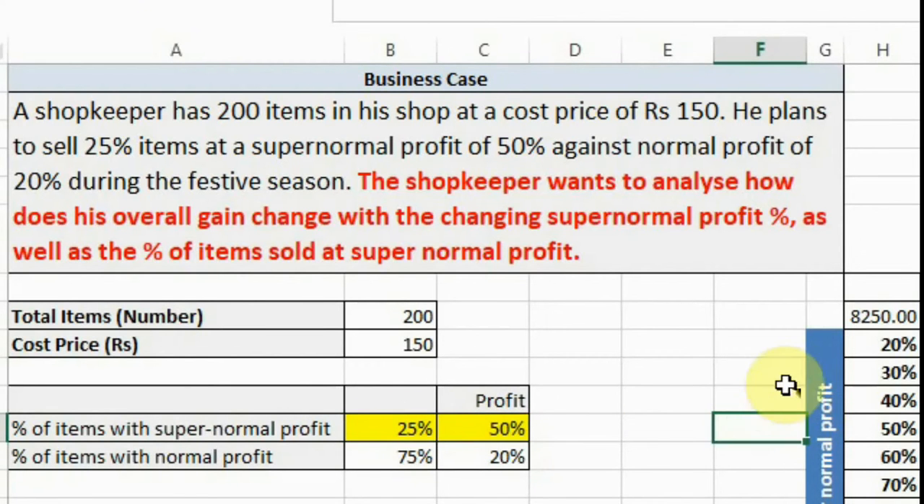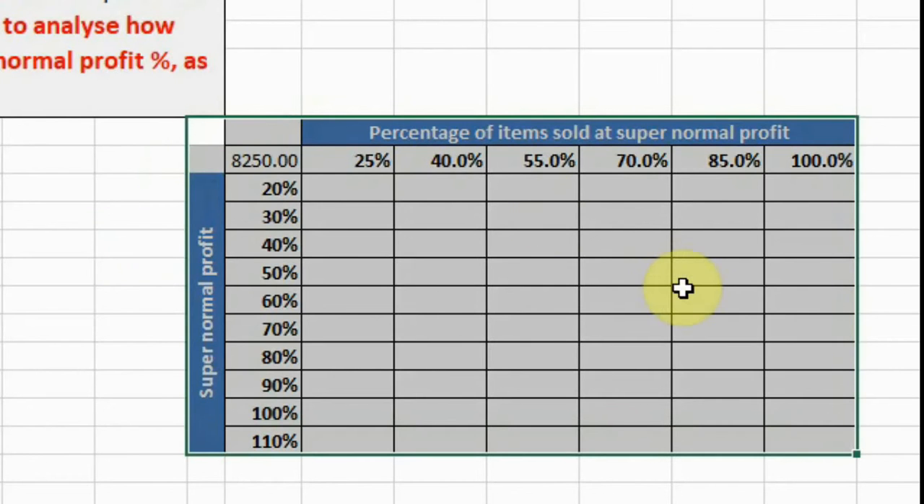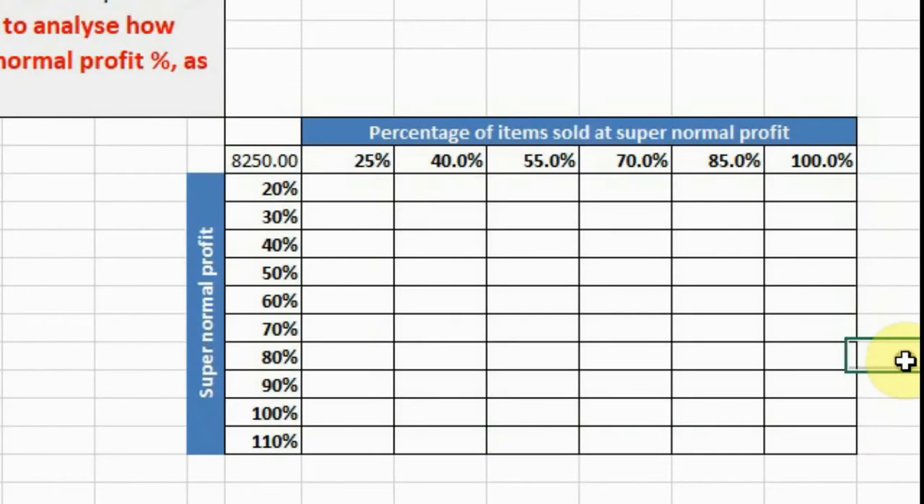So similar to the last example, we have again built this data over here, and now we want to understand how my total profit will get impacted based on this scenario. So for example, in this particular cell, we want to understand that if the supernormal profit percentage was 60% and almost 55% of the items were sold at the supernormal profit and the balance at the normal profit, what is the total impact on the profit?